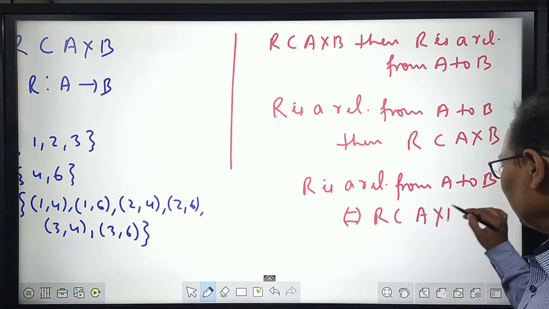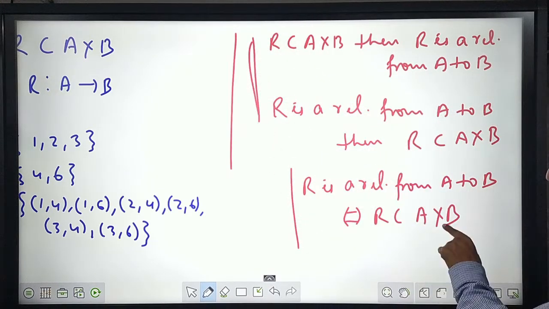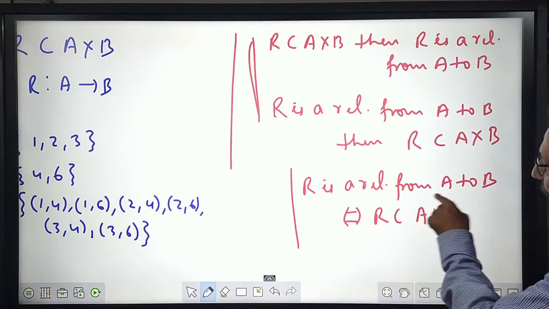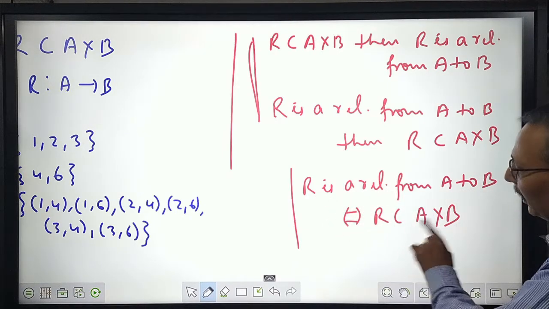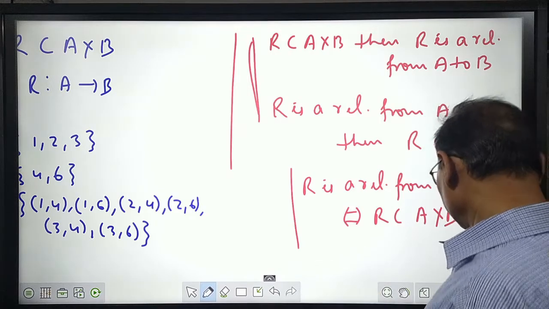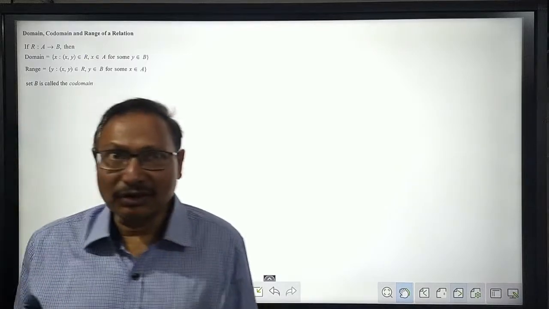Again, I am recalling these two facts: if R is a subset of A cross B, then R is a relation from A to B. And if R is a relation from A to B, then R is a subset of A cross B. So this is now clear. You just recalled this one.